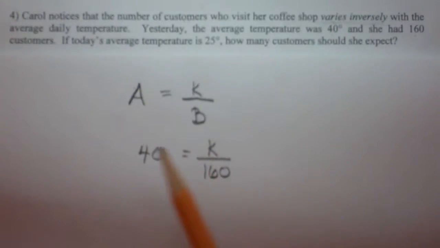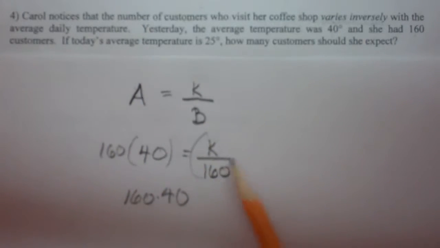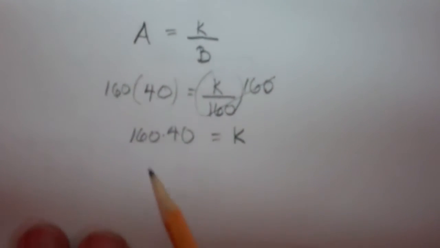Now we have to solve for K. How do we solve this equation for K? Well, we can clear the fraction here by multiplying through by 160. So I'm going to multiply both sides by 160. Do you see how the 160s cancel out there, leaving us with a K? 160 times 40 right here. I'm going to quickly use the calculator. 160 times 40 is equal to 6,400.